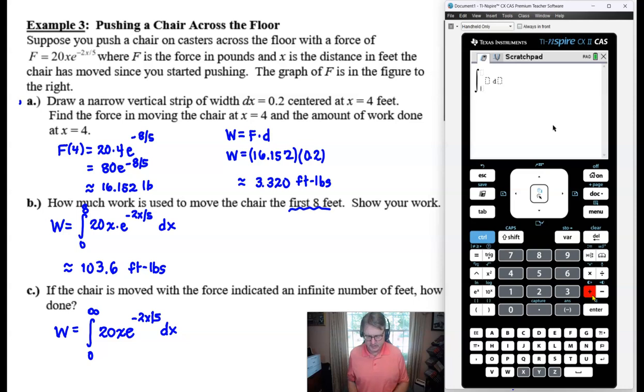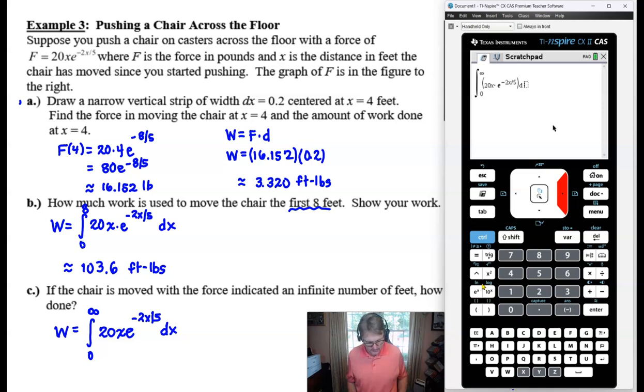Shift plus, we use our 0 as our lower boundary. To grab an infinity, we're just simply going to go into my little punctuation button right here and pull up the pi button rather, and pull up the infinity symbol. And then I've got my 20x. I'm going to throw in a multiplication just to be safe, times e, and we're going to raise that to the negative 2x divided by 5 power. I'm just going to use the slash for the division.